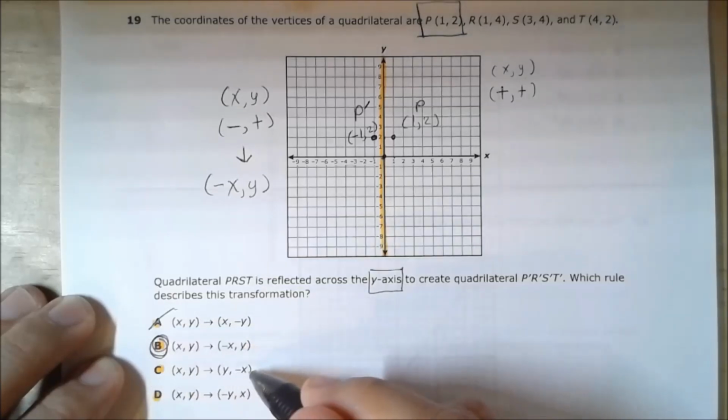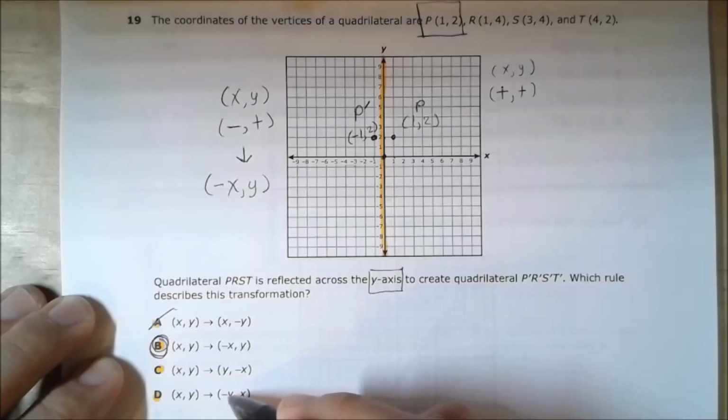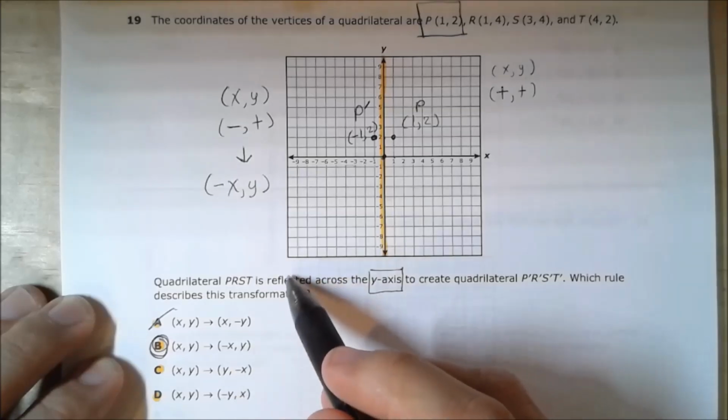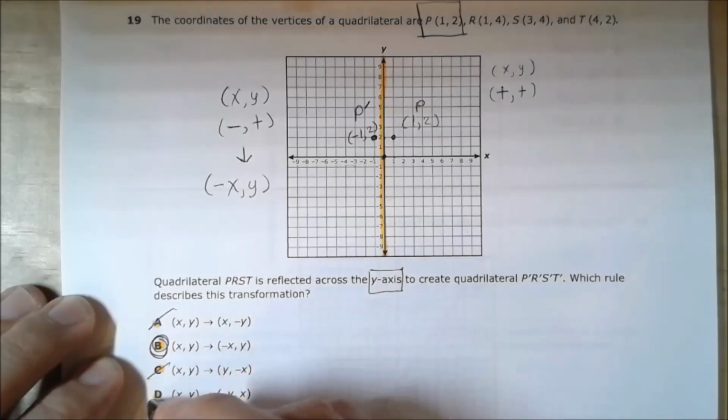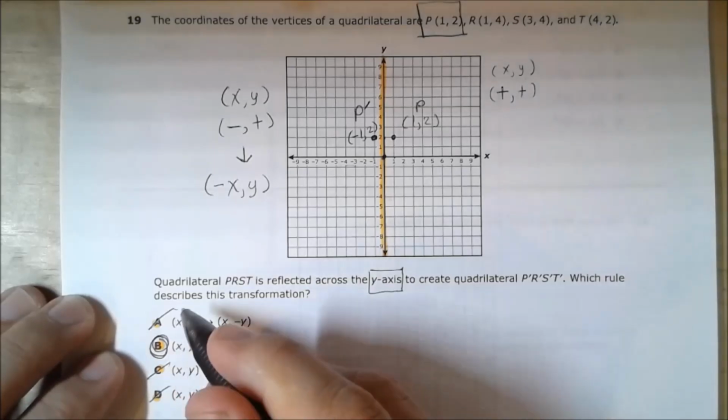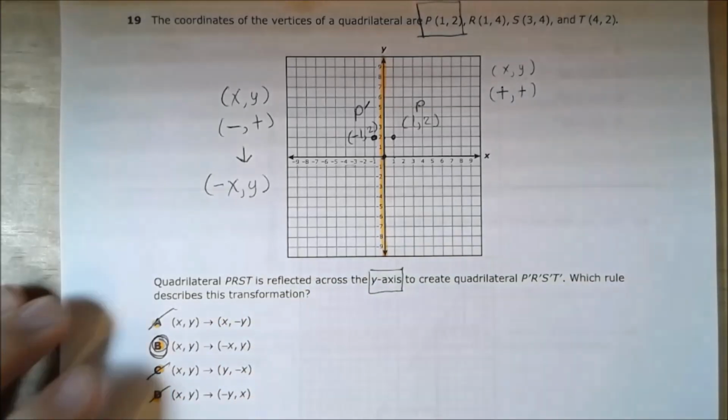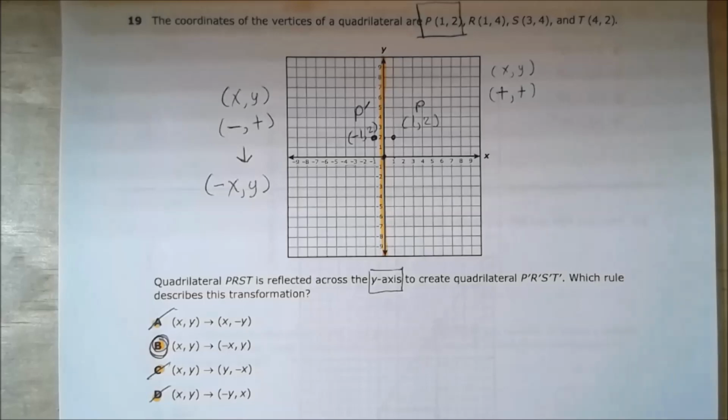If you notice, it couldn't have been this one because that's a rotation, right? When the x and y flip, that's a rotation. And it says it was reflected, so you could automatically cancel out C and D because of that, just in case you continue to go on to check your further answers. So B is the correct answer. Go ahead and pause this video, try to do the next problem on your own, and we'll go from there.